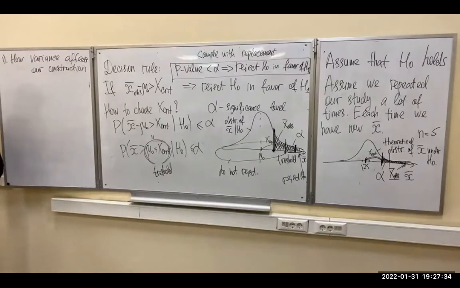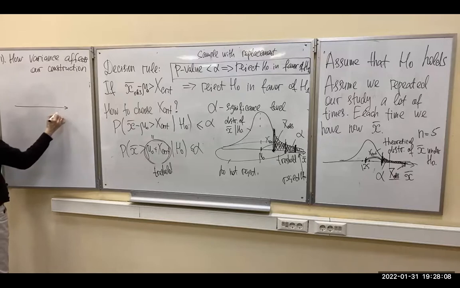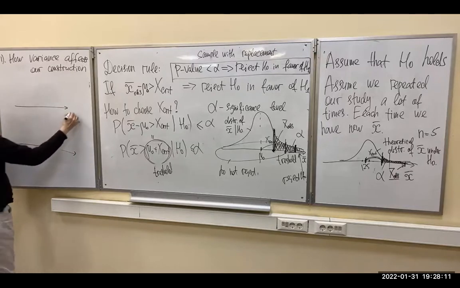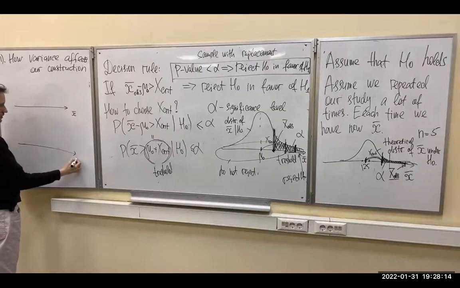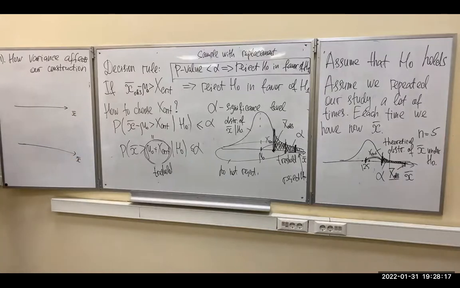Assume that I have two cities, and in these cities the average height is the same, but the dispersion, the variance, is different. For each city, I do the same experiment. I take five people and find their average height, and repeat it a lot of times. I do the same thing for the second city, and I plot the distribution of my X bars for these two cities.